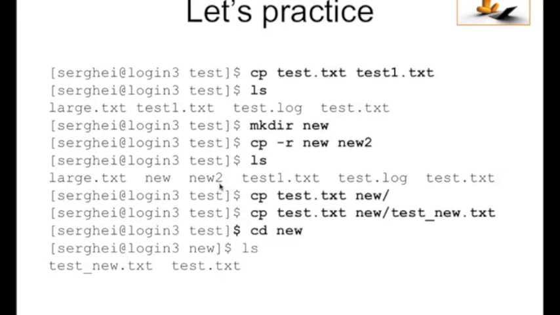Okay. So we can also copy the file to some other directory, right? We don't necessarily need to create a copy of the file in the same directory. So here I'm trying to copy the file to the directory which is called new.